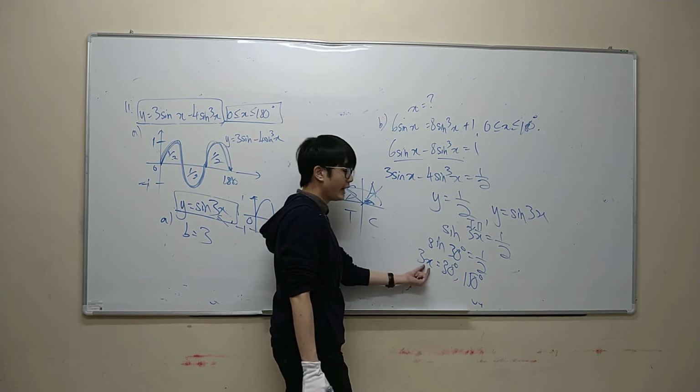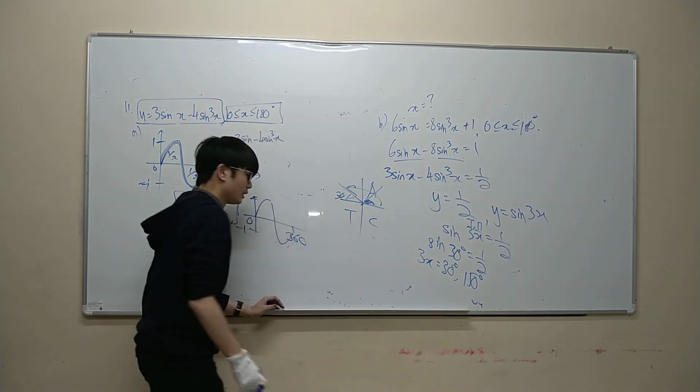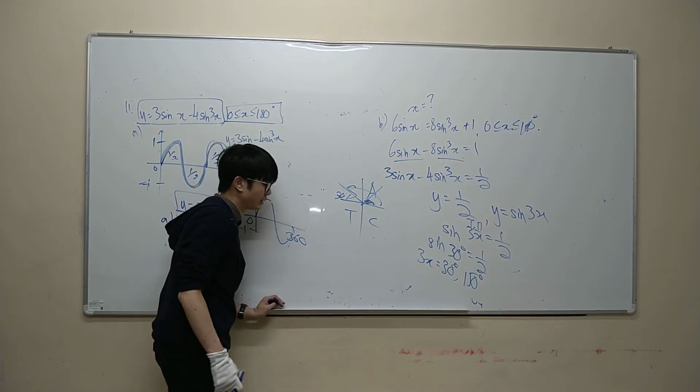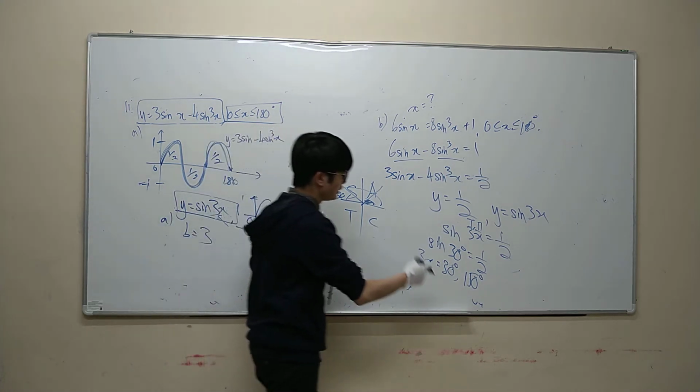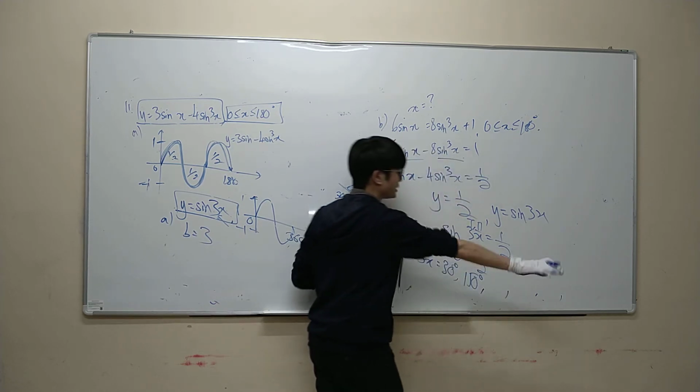But kalau dia sini x, 1 pusingan. Kalau sini 2x, 2 pusingan. 3x, 3 pusingan. So you have to find the answer for pusingan kedua and pusingan ketiga. So there will be 6 answers.